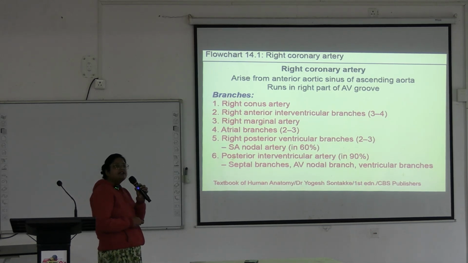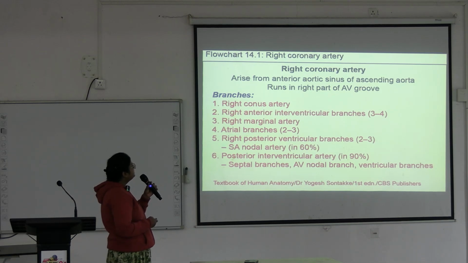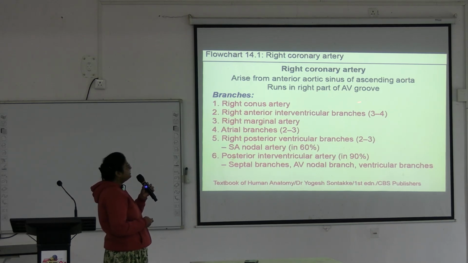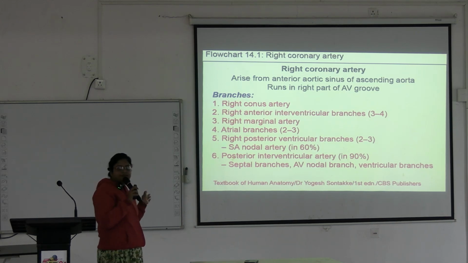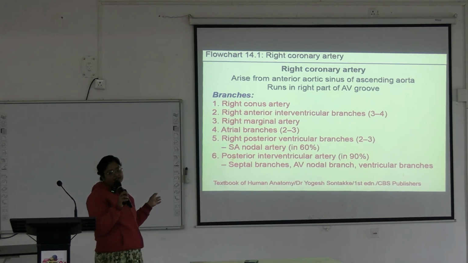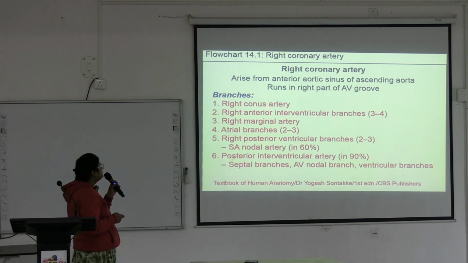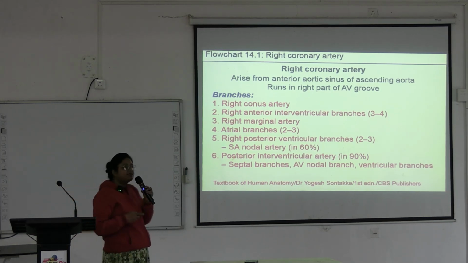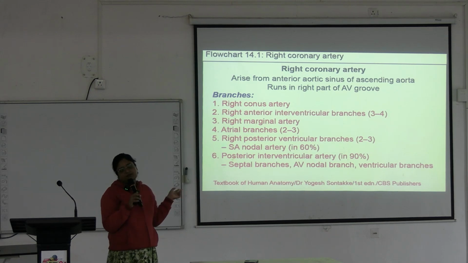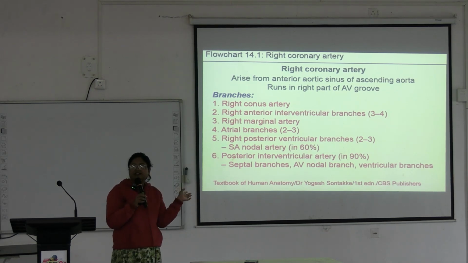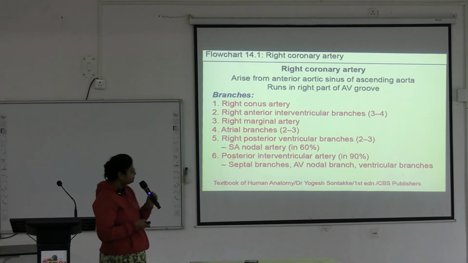It arises from the anterior aortic sinus of the ascending aorta and runs in the right part of the AV groove. These are the branches. So if it comes as a question on coronary circulation, you have to write down all these things: origin, branches, supplying area. And you should practice a schematic diagram of these two arteries, right and left coronary artery, and their branches like this.